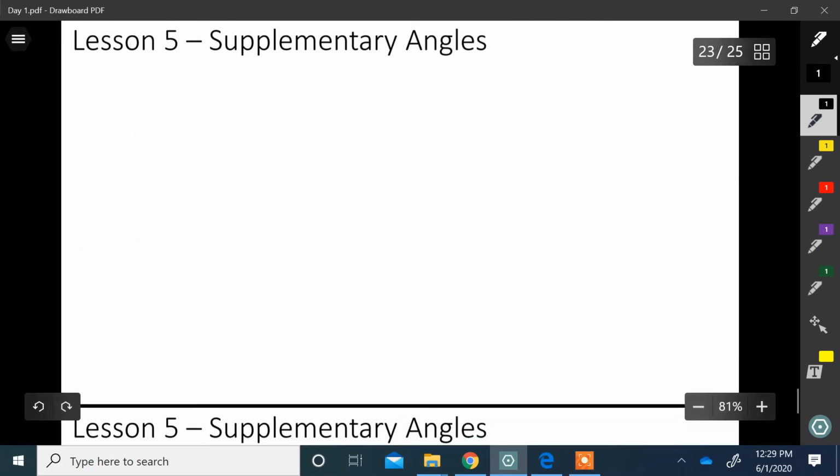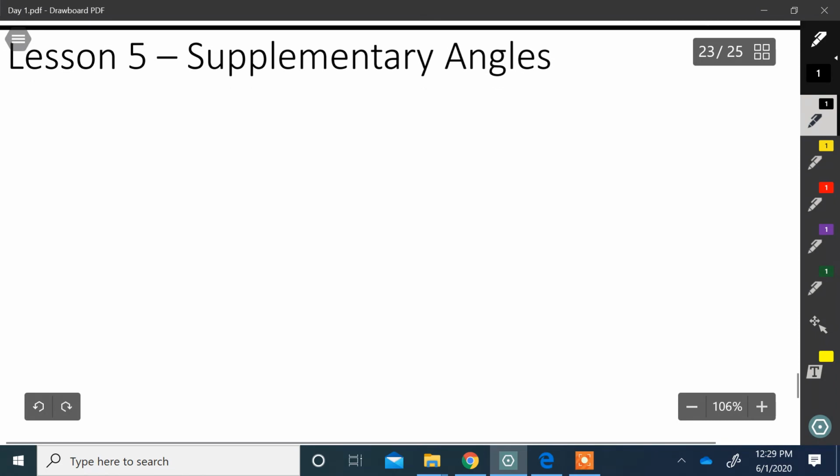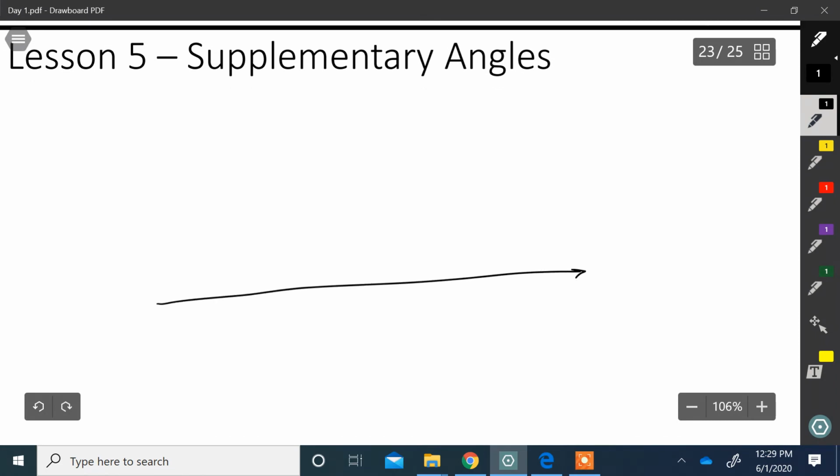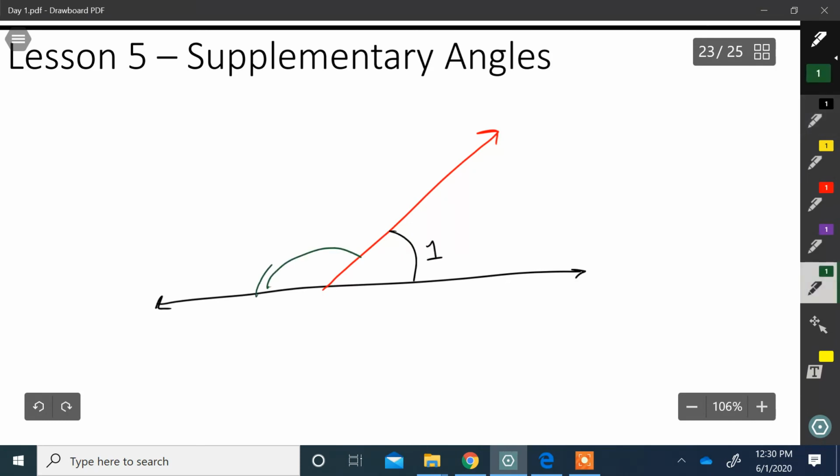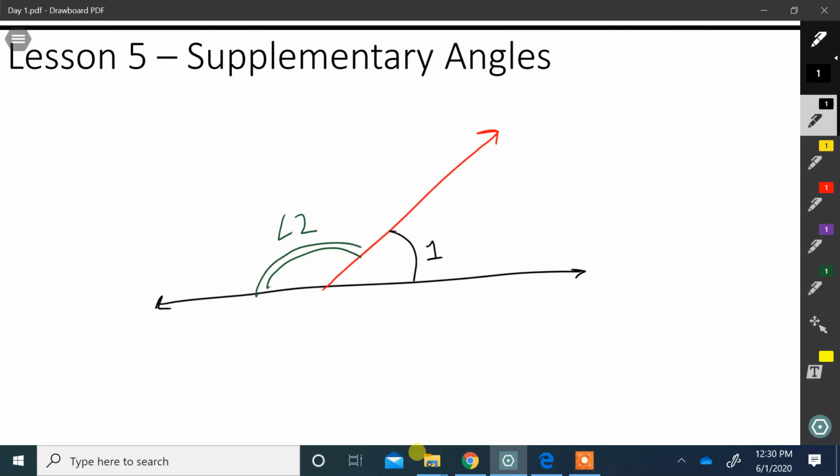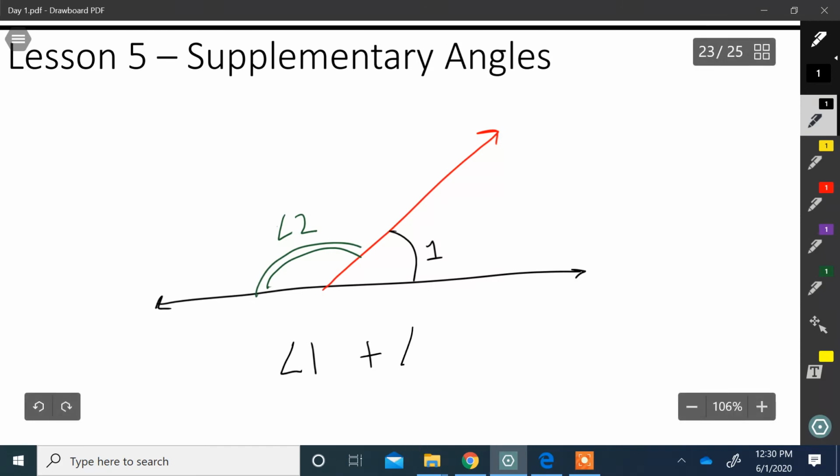We're gonna finish those. We also have what we call the supplementary angles. Supplementary angles is when two angles add up to 180 degrees. So if I have angle 1 here, and I have angle 2 right there, because those two are supplementary, I know that angle 1 plus angle 2 add up to 180 degrees.